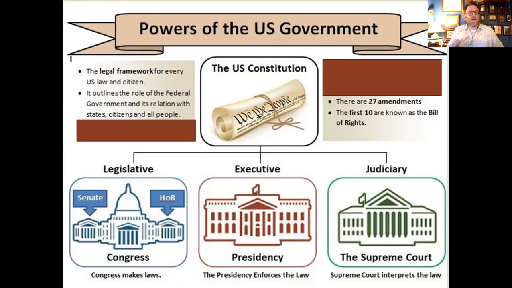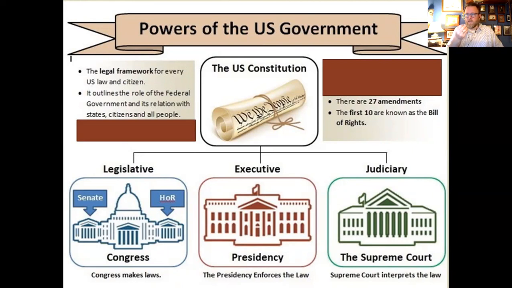But the Constitution also outlines the role of the federal government and its relation to the states, its citizens, and the people. And there have also been, as of today, 27 amendments to the Constitution. The first 10 amendments, the First Amendment, Second Amendment, Third Amendment, become known as the Bill of Rights. So this is where freedom of religion is guaranteed, freedom of the press, the right to bear arms, those kinds of things.